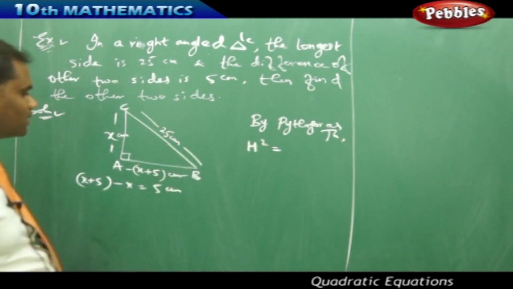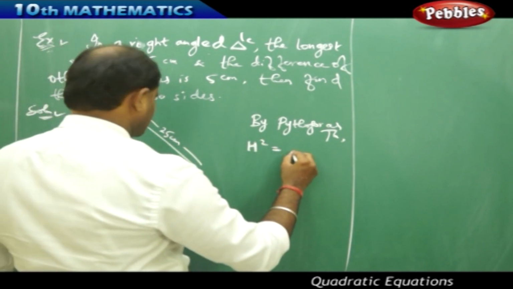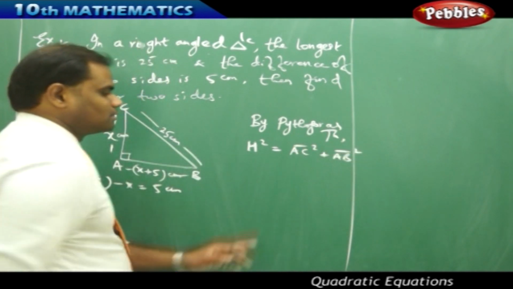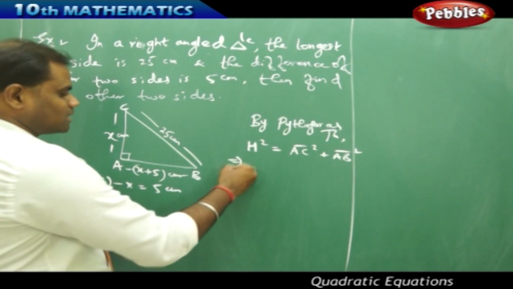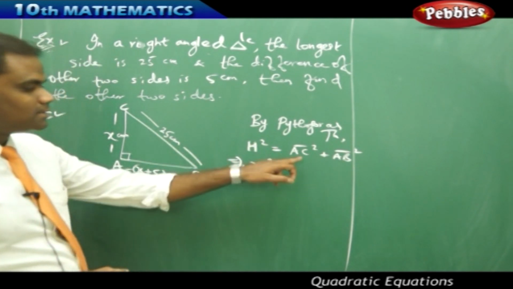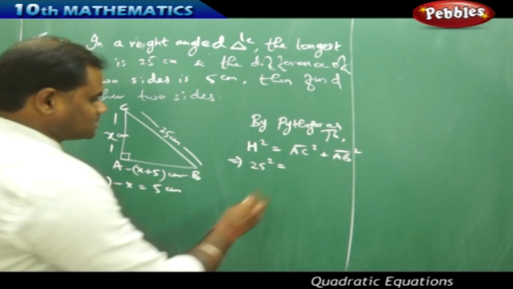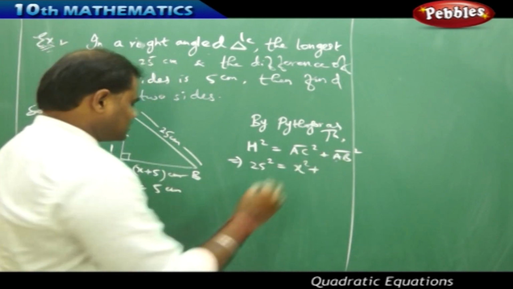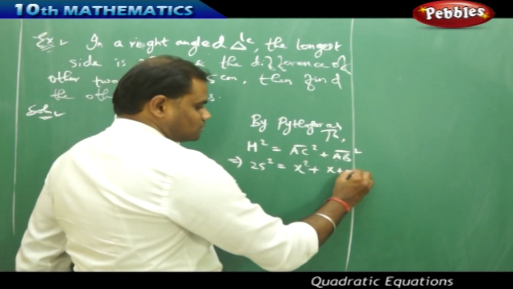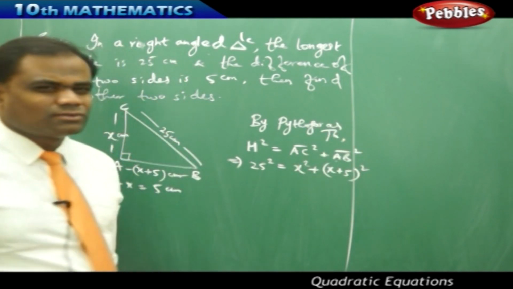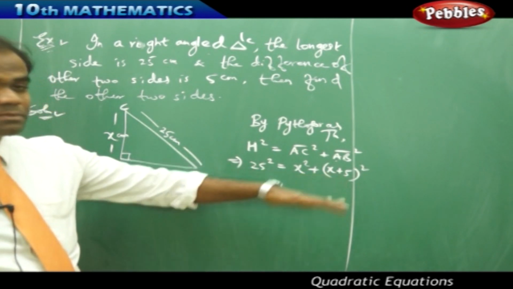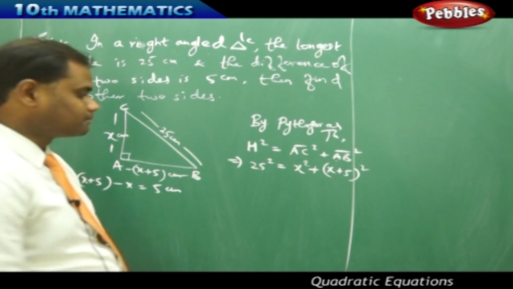Therefore, hypotenuse square is the other two sides, which is AC square plus AB square. Therefore, this being hypotenuse as 25, I clearly get 25 square is AC, which is x square, plus AB, which is x plus 5 whole square. So let's see how a quadratic equation is generated from this Pythagoras condition.